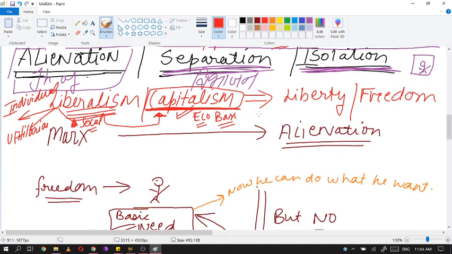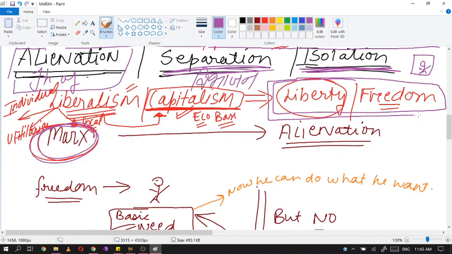Now, obviously, how do you put forward liberalism? By making liberty the crux of the whole ideology. Liberty, freedom, free to do anything, free to speak, and so on. For Marx, this liberty and freedom is not liberty and freedom, it is alienation.